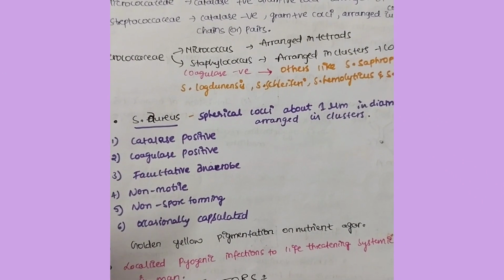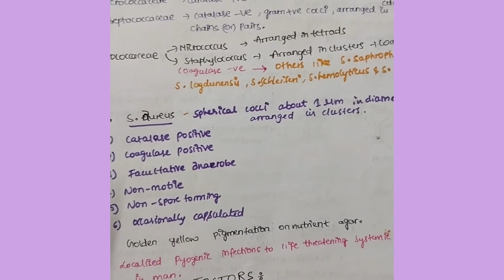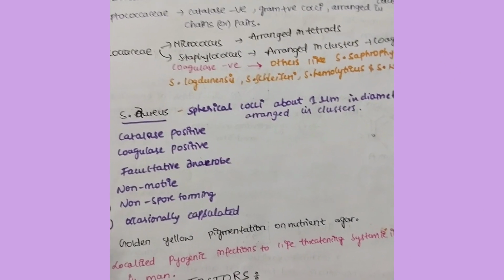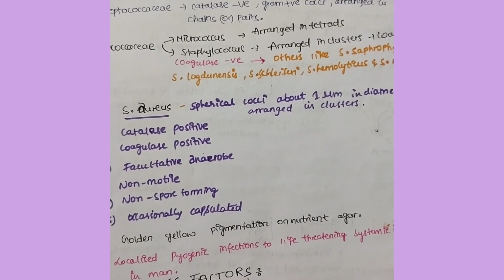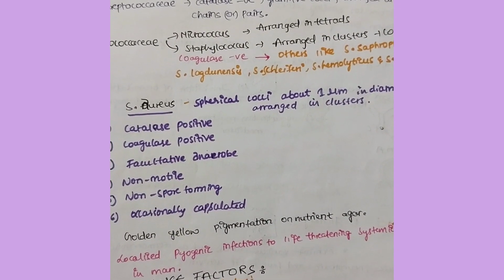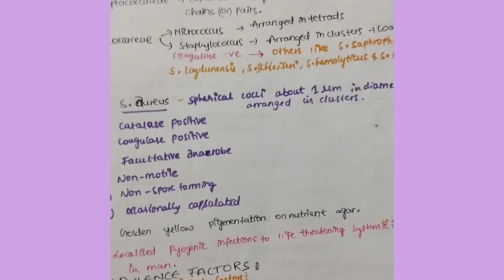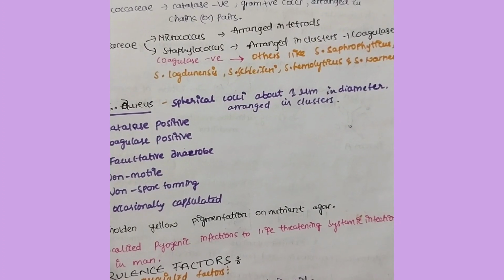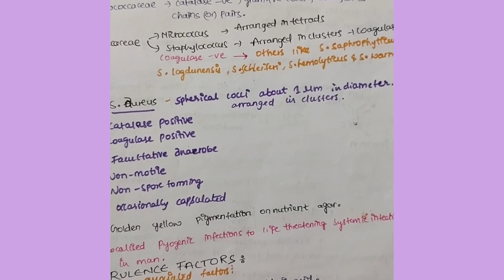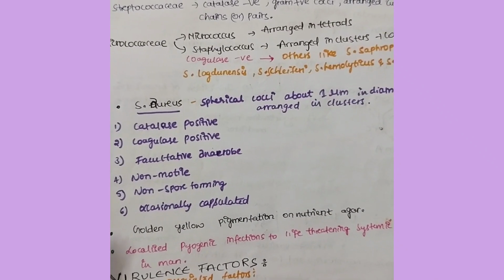These are divided into two families: one is Micrococcaceae and the other is Streptococcaceae. These two can be differentiated by the catalase test. Micrococcaceae members are positive for the catalase test and Streptococcaceae members are negative for the catalase test. Gram-positive Micrococcaceae are arranged in tetrads or clusters, whereas Streptococcaceae are arranged in chains or pairs.